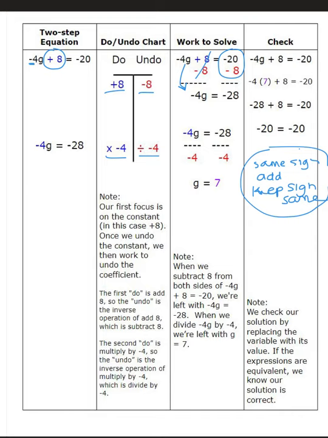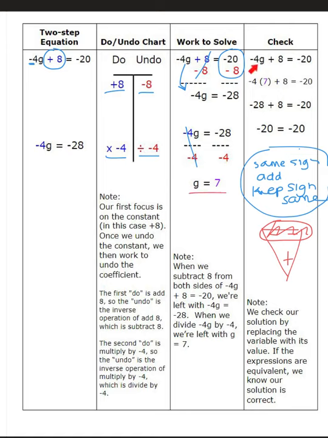Okay, now -4g equals -28. The second undo is to divide by -4. When I do that, I cancel out the -4s on the left. -28 divided by -4. Now remember there was that little triangle that I drew before. So if I have a negative divided by a negative, those will be covered up and I'm left with a positive. So +7 is my answer.